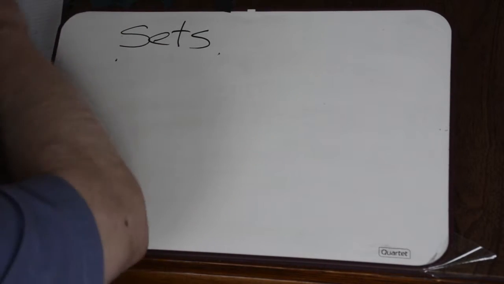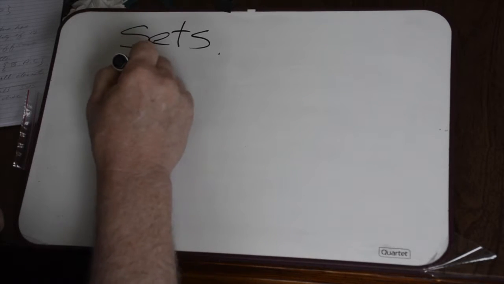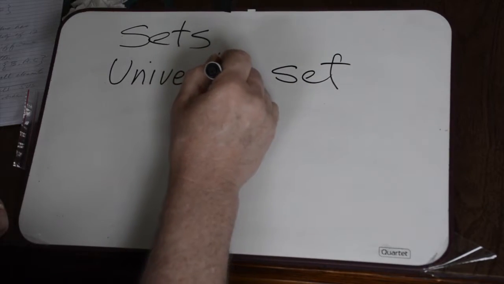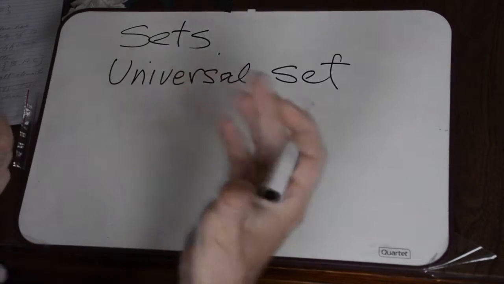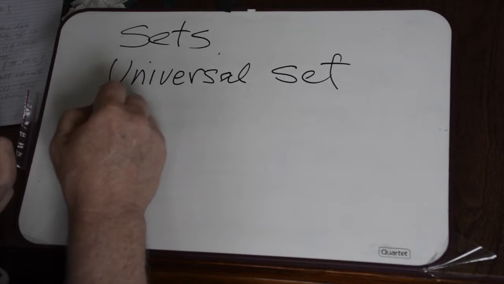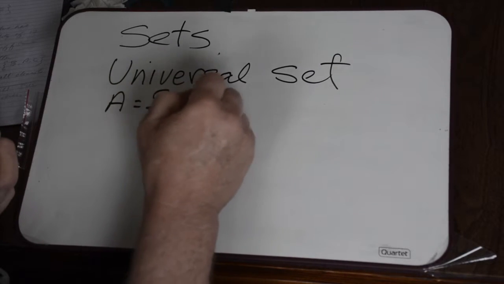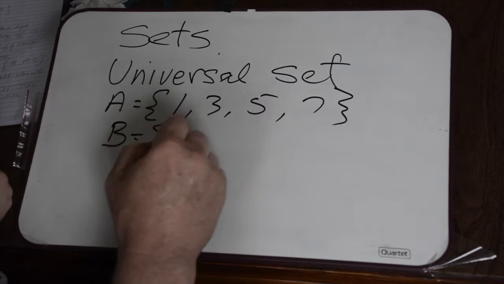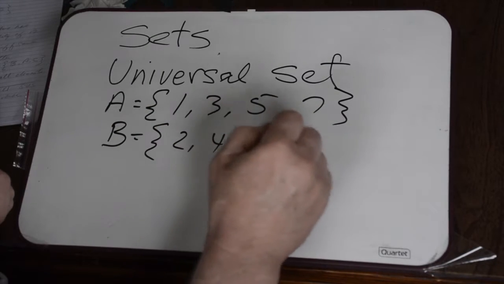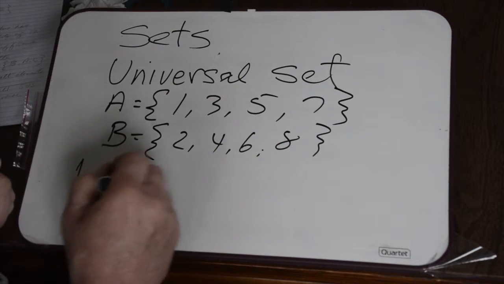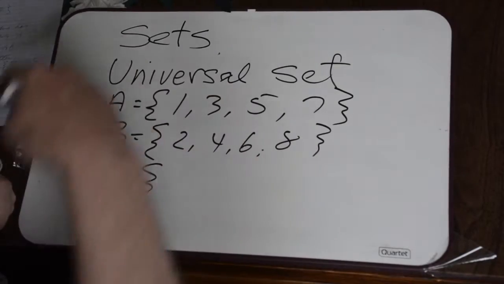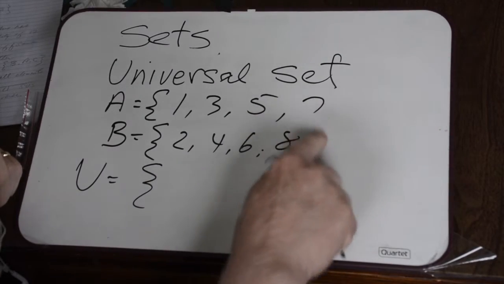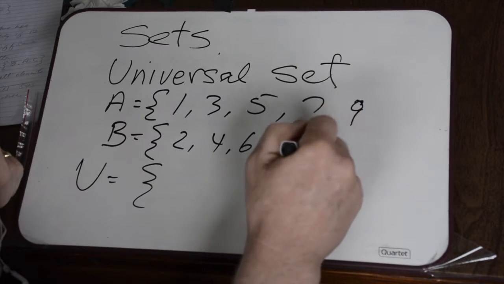Now we have something called the universal set. Okay, the universal set is the set that includes all elements. If I have a set A that's defined as 1, 3, 5, 7, and the set B that's defined as 2, 4, 6, 8, okay, the universe would be all of the elements that are in either or both groups, okay? And just to make it interesting, let's have some elements that are in both. Okay, we'll put 9 in both.